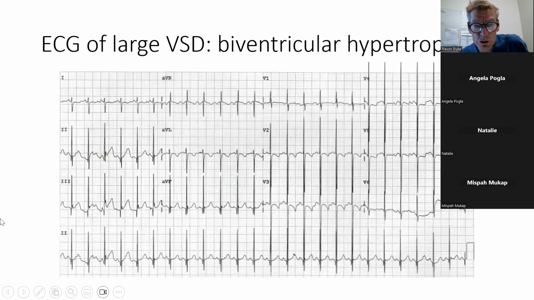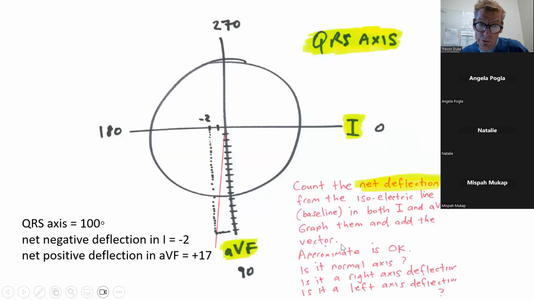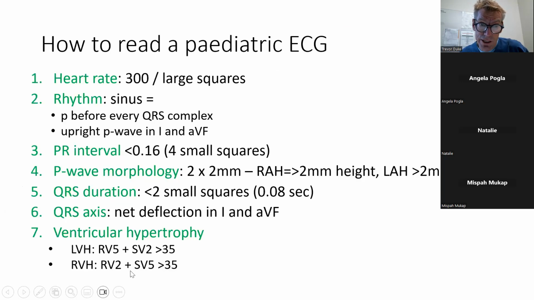Okay, so we talked about the QRS axis. This is the same ECG of a child who's got a ventricular septal defect, and we talked about the QRS axis and the QRS duration. And now the last thing we need to look at is for evidence of ventricular hypertrophy. And I'll just go back to those rules I mentioned at the start.